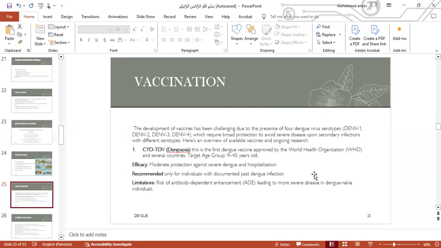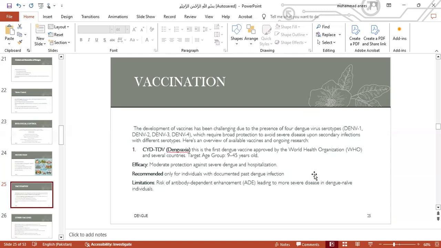Another most important point in control and prevention of dengue is vaccination. So the development of the vaccines has been challenging due to the presence of four dengue serotypes, and these four serotypes further have different genotypes, which require broad protection to avoid severe disease upon secondary infections with different serotypes. Here's an overview of available vaccine and ongoing research.